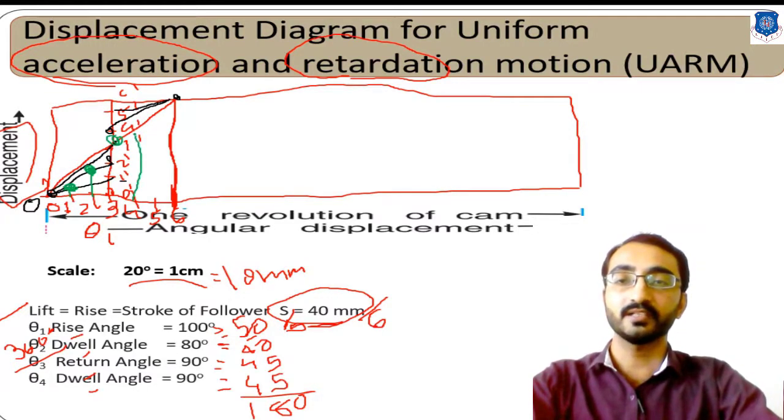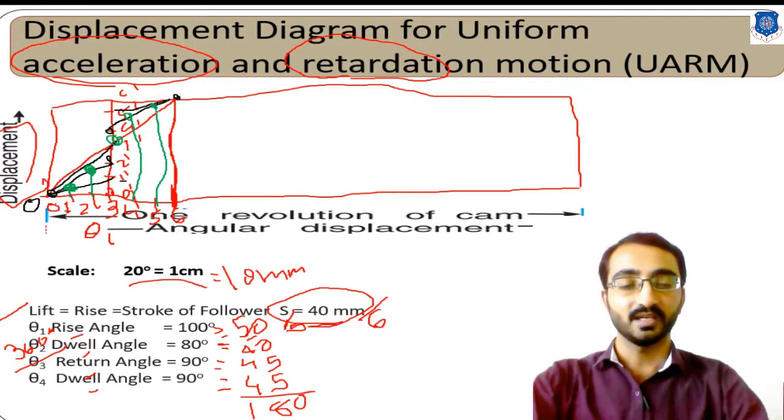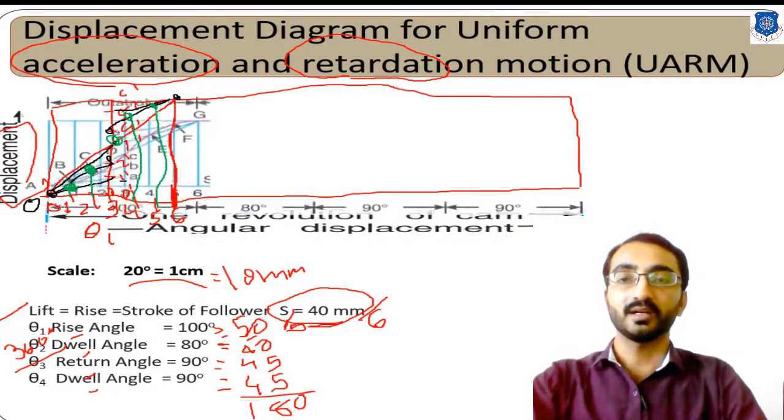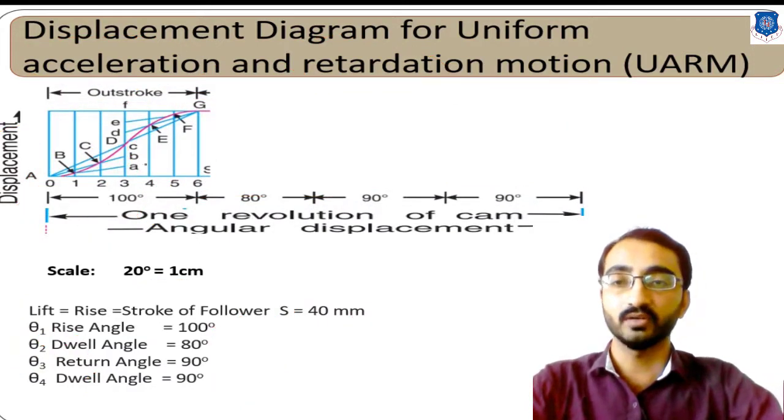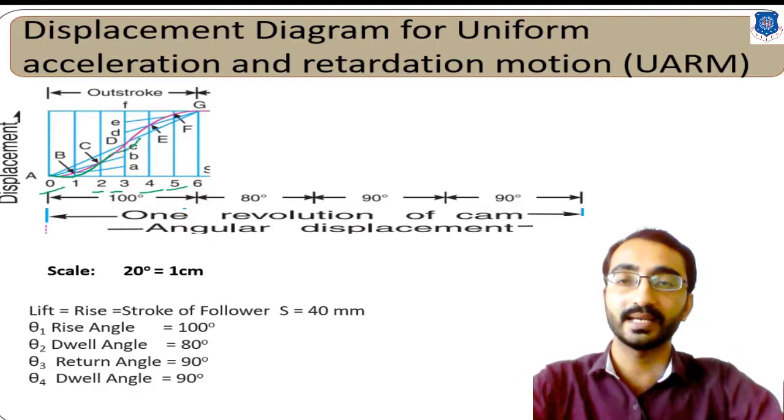Similarly, extending this 4 dash line will make an intersection like this, and for 5 dash an intersection like this. So in this way you can plot the uniform acceleration and retardation. If you follow the proper procedure, then you will get points or curves like this.